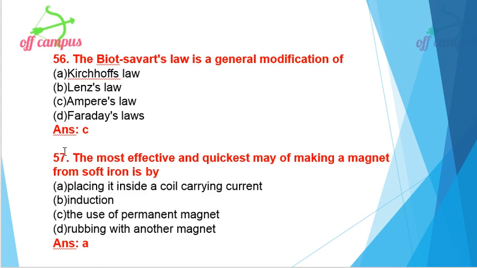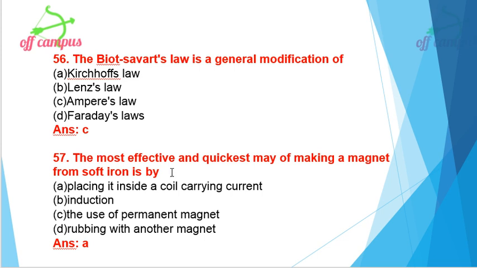Then 56, the Biot-Savart's law is a general modification of Kirchhoff law, Lenz law, Ampere's law, Faraday's law. So, Biot-Savart's law is a general modification of option C, Ampere's law, which is the right option.